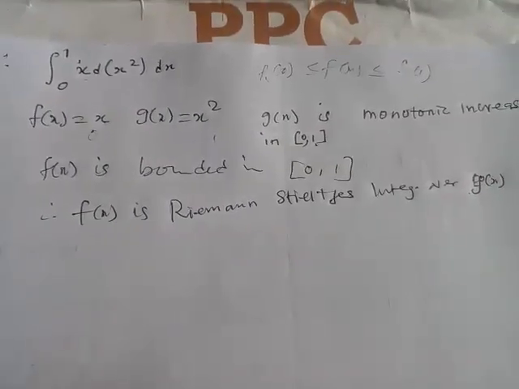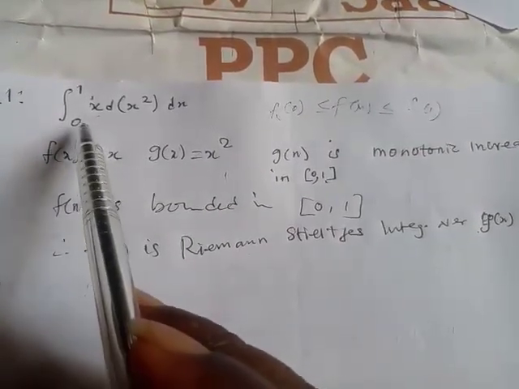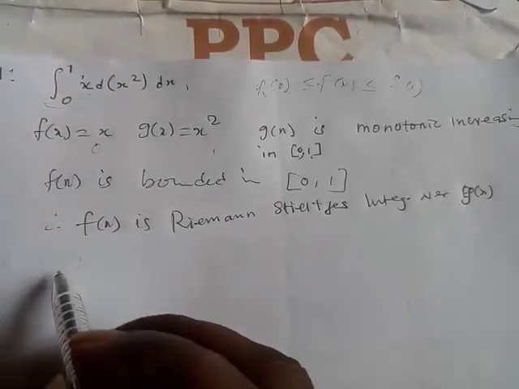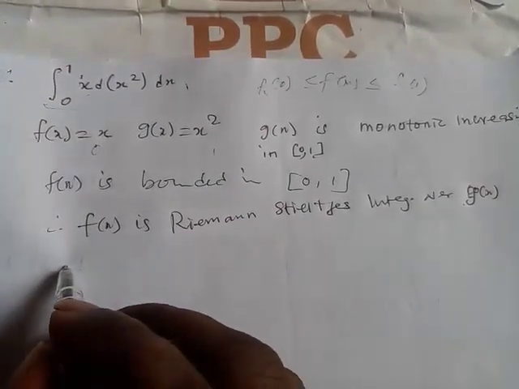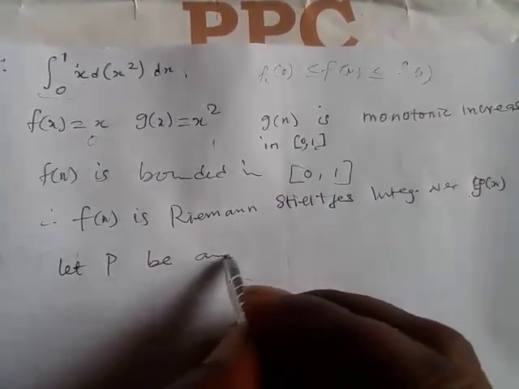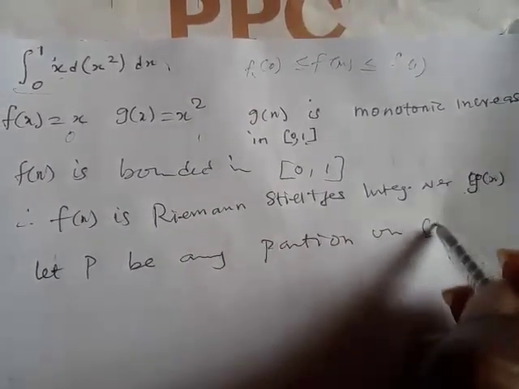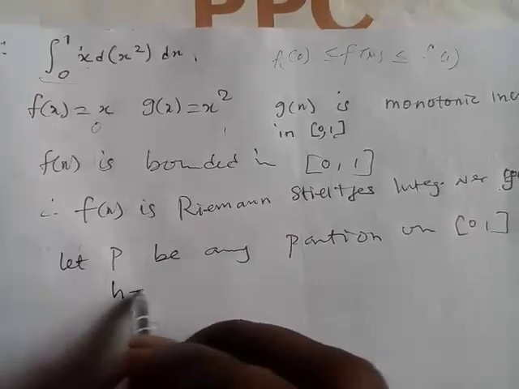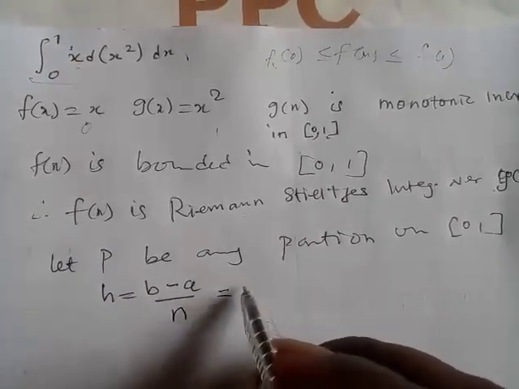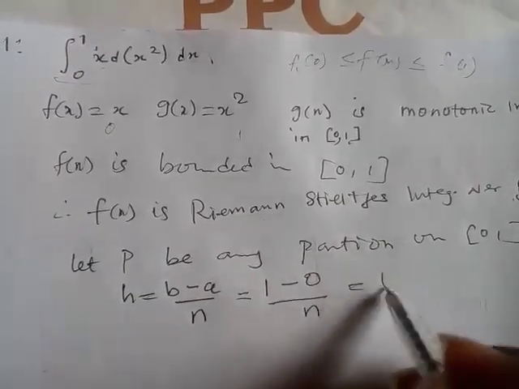So let's keep that. We have seen that it is Riemann Stieltjes integrable, but we need to find the value of this. Now, how do we start? We'll consider a partition. Let P be any partition on [0, 1]. We know that h is equal to (b minus a) over n. Our b is 1 as usual, our a is 0, so h is 1 over n.